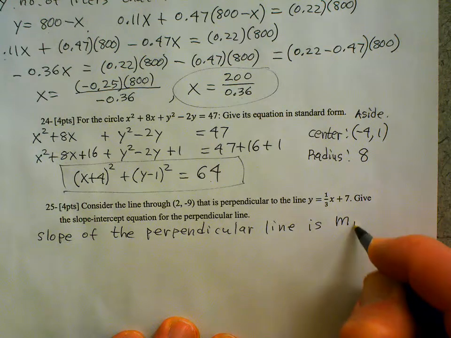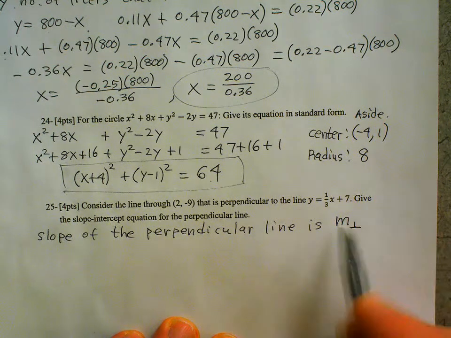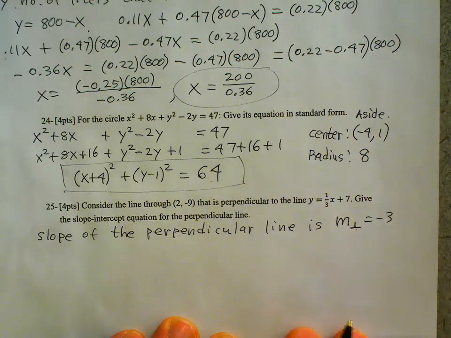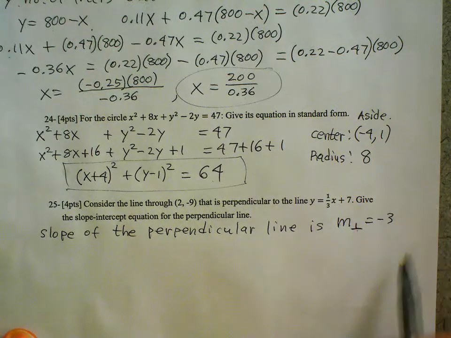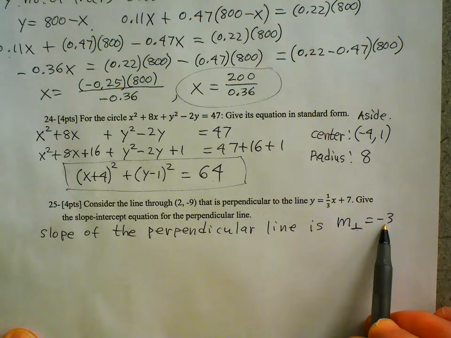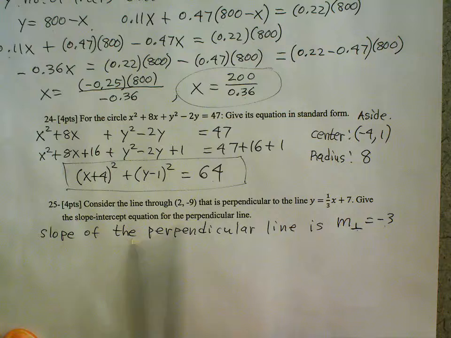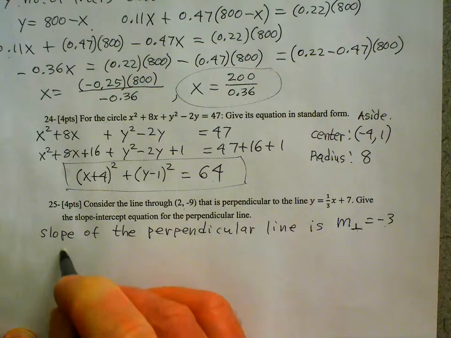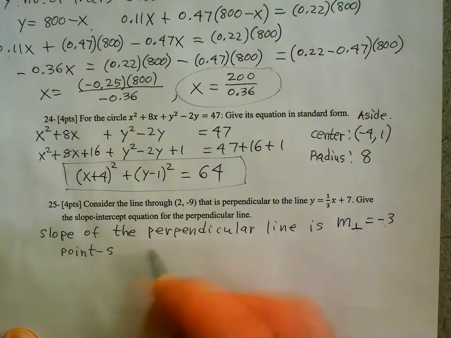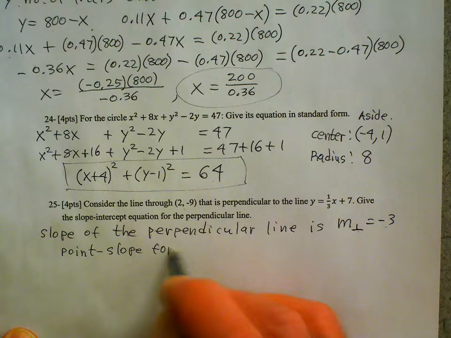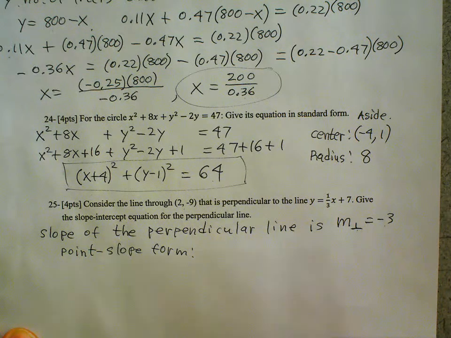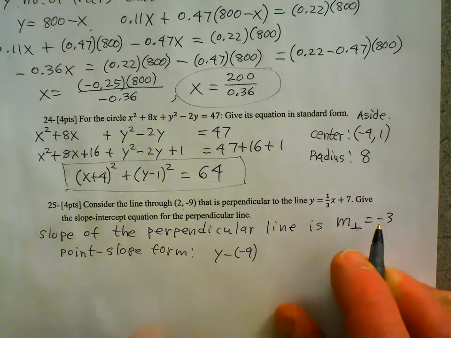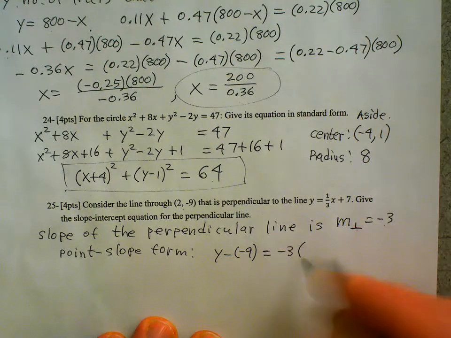So I'll use the perpendicular symbol for the slope of the perpendicular line. The negative reciprocal of 1/3 is just -3. -3/1, but that simplifies to -3. And that line that's perpendicular with slope -3 passes through the point (2, -9). So we use the point-slope form to start with. So we have y minus -9 equals -3 times x minus 2.